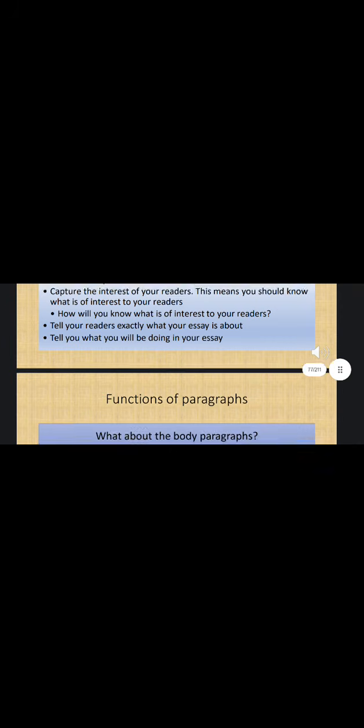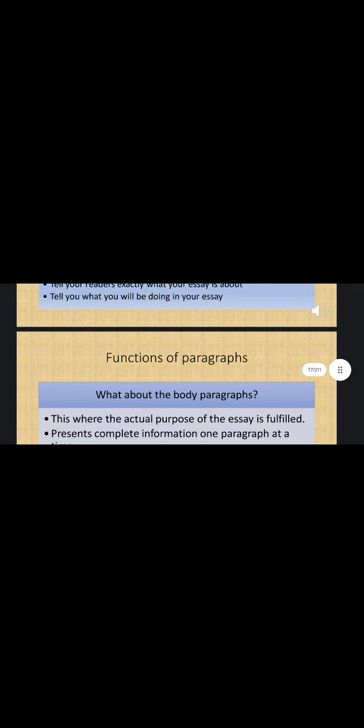I'll give you 0. And also, you can capture the interest of your readers. You can know the interest of your reader by what you tell them you will be doing in your essay. That's why I said tell them, okay, I'm coming to write about 4 importance of dating. So you state everything. Now he knows that you are coming to talk about that.